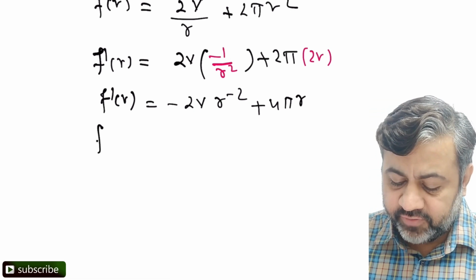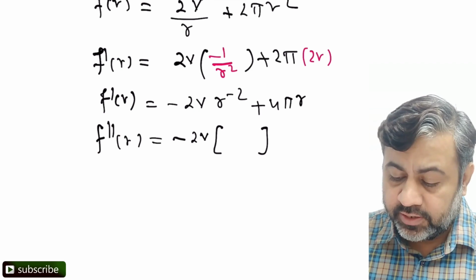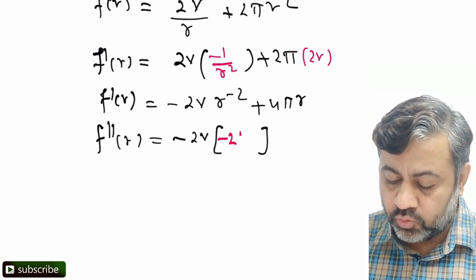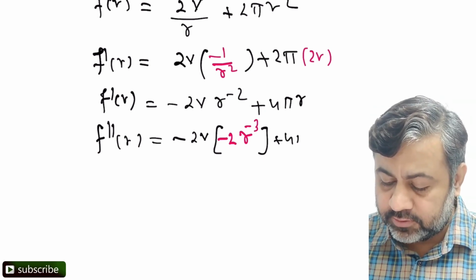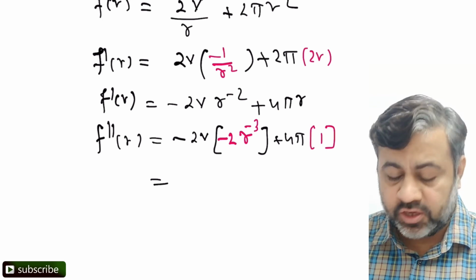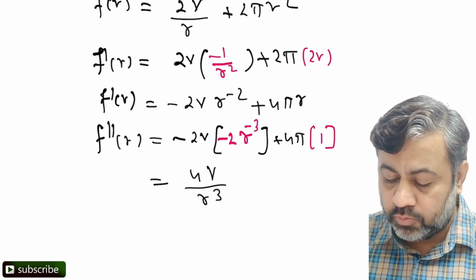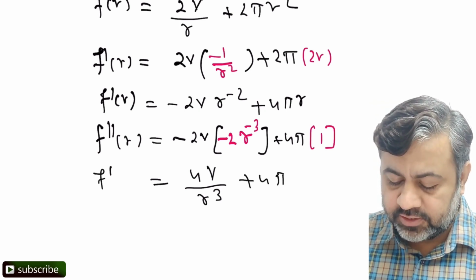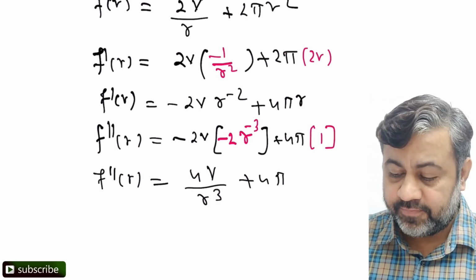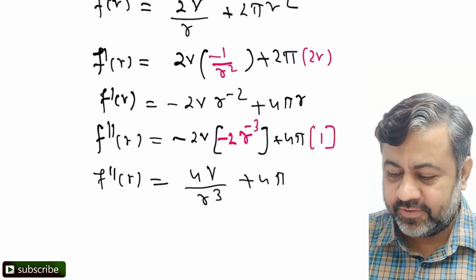Okay, we will take the derivative one more time, f double dash of r. Minus 2v being constant, keep it as it is. The derivative of r to the power minus 2 will be minus 2r to the power minus 3. In the second part, 4 pi we keep as it is, and the derivative of r is 1. Let's simplify this a bit more. This minus 2 and minus 2 will get me 4. So what we get is 4v by r cube plus 4 pi, and this is just the double derivative. Okay, that much is clear for everyone: derivative, double derivative.